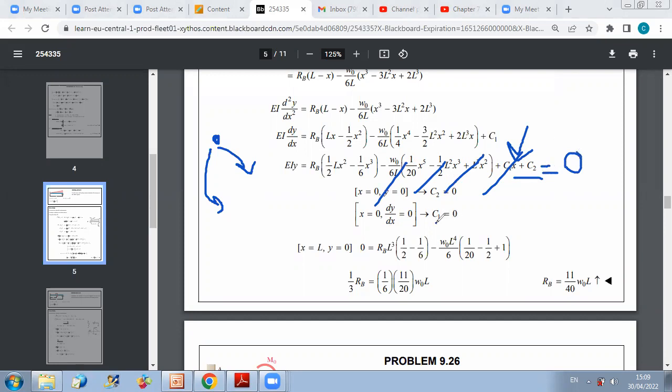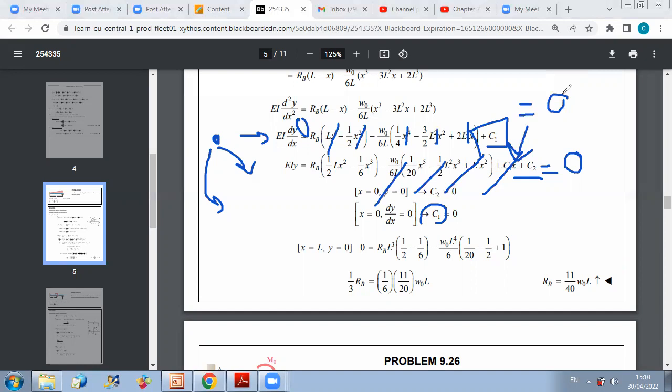Second step, to solve for C1, I replace into the equation of dy by dx, at x equals 0, dy by dx equals 0. All of these terms will cancel out, and then I can deduce that C1 is 0. Now I got my constants C1 and C2.